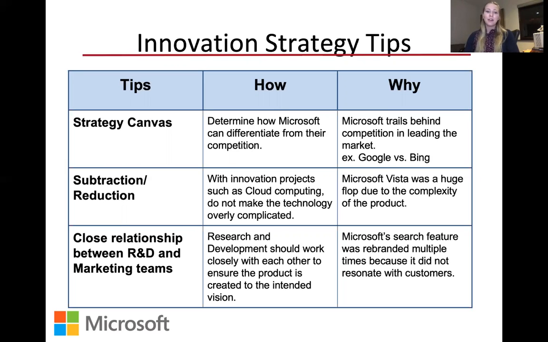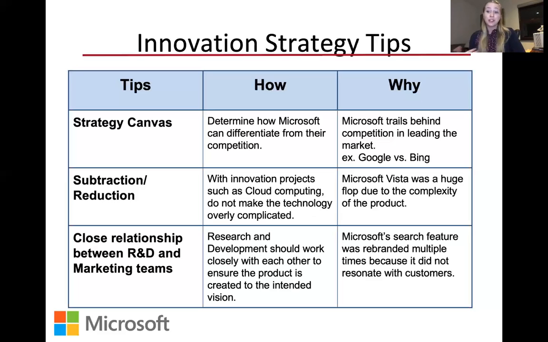Another strategic advice that we would give them is to use the technique of subtraction and reduction. So with big innovation projects like cloud computing, they should try not to make this product overly complicated, especially because the cloud market is a new emerging market. We think this would be helpful because Microsoft Vista was a huge flop because they made the product way too complex. It had over 50 million written codes and it was overly complicated. It was causing the user's computer to die very quickly, and it was also over budget and 2 years past due. So because it was so complex, it didn't work out very well.